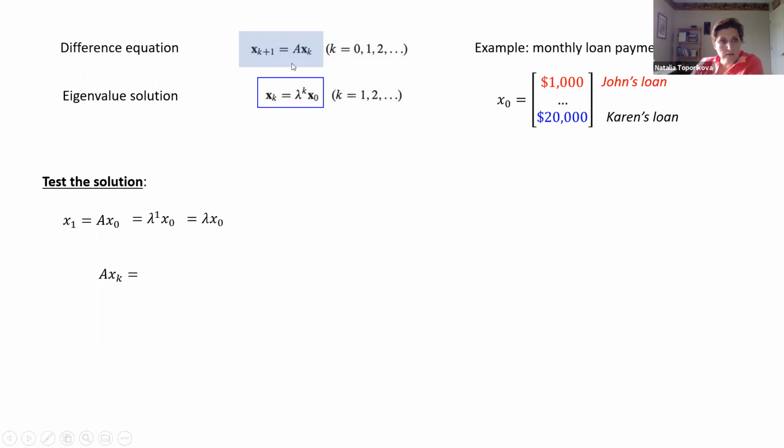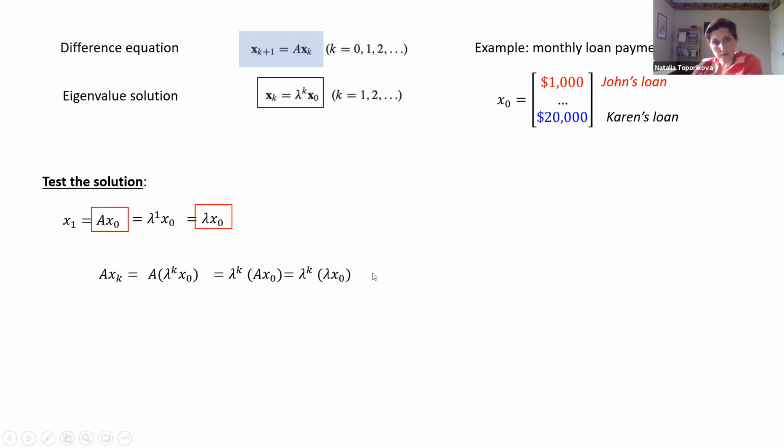Now let's calculate the product of matrix A times the vector at step k, A times xk. We can again use our solution. Instead of xk, we can write lambda to the power k times x0. And we can easily factor out lambda to the power k, because lambda is just a number. It's an eigenvalue, but it's just a value, a number, so no problem factoring it out. Then we have the product of matrix A times the initial vector x0. Looking at our previous calculation for the first month, we know that the product of matrix A times x0 is just lambda times x0. So why don't we replace this?